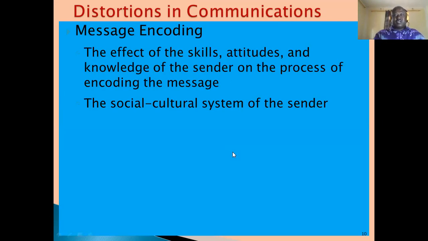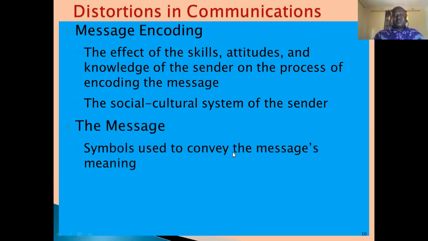Sometimes it could be the sociocultural systems of the sender. Some people don't like people talking to them while standing. So if you send a message to an older person and you're a young person and you're standing, according to his culture, he may not pay attention to you. Therefore, he may not understand the message and there will be a distortion in our communication.